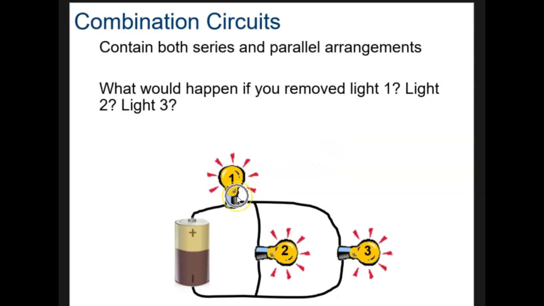If you remove light 1, this whole circuit will not work. If you remove light 2, it would still work. It would just be in series. If you remove light 3, it would still work. It would just be in series. Removing light 1 would open that circuit.